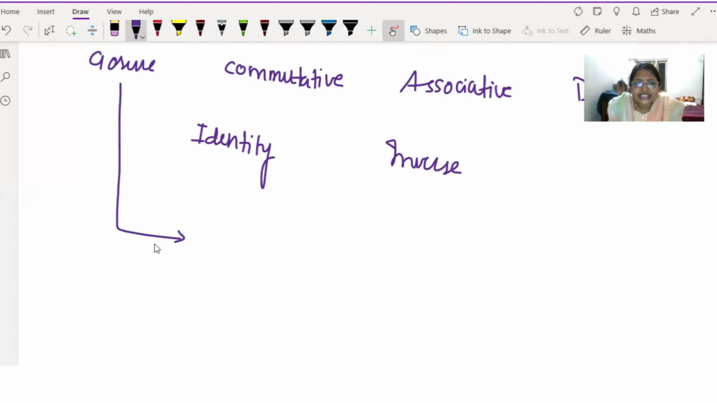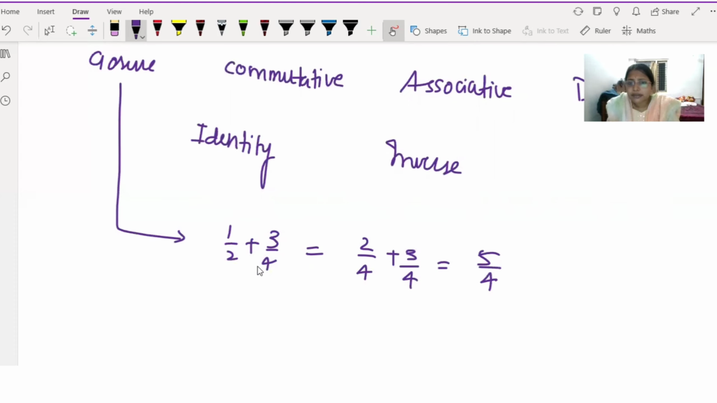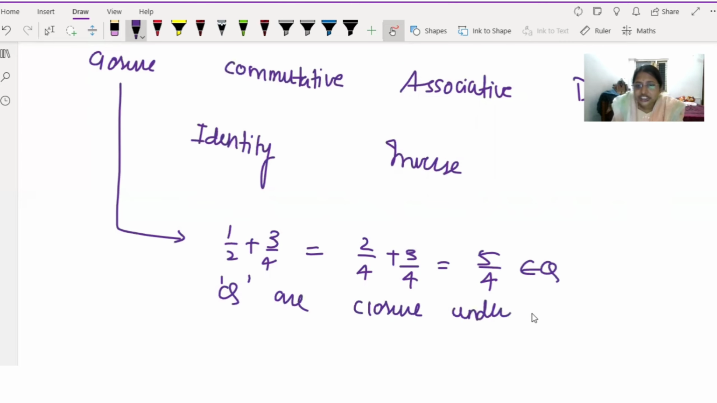First of all, let us revise what closure property is. If we take two rational numbers and add them, let us take the LCM. LCM is 4. If we obtain a rational number by adding two rational numbers, if the answer is a rational number, then we say that rational numbers are closed under addition. All right.